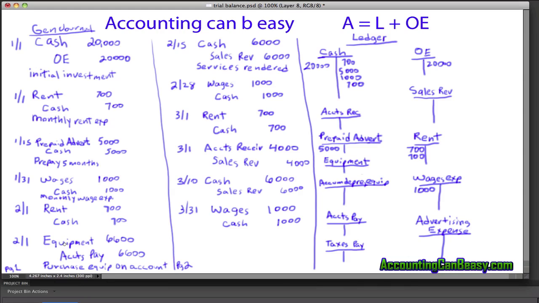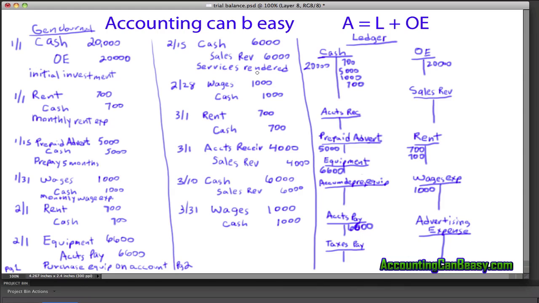On February 1st, we were also able to acquire some equipment on credit. So we go to our equipment account and debit that for $6,600. And we have an accounts payable of $6,600 that gets the credit.